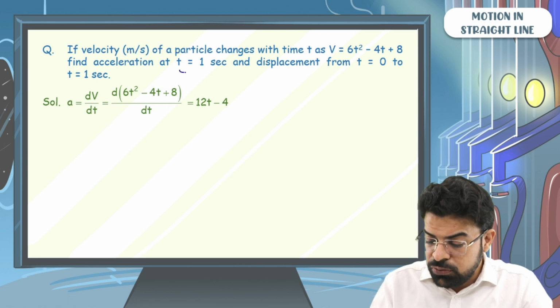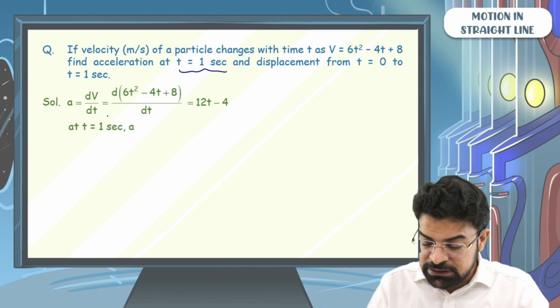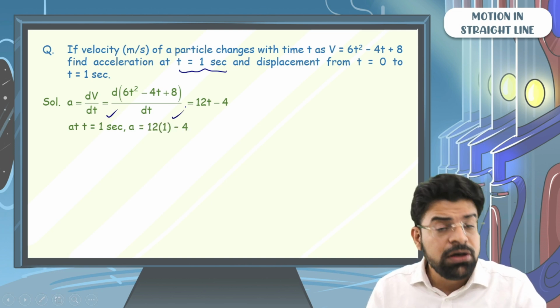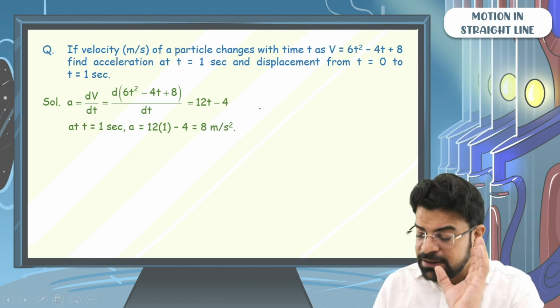They have asked you acceleration at time equals 1. So in place of time, just substitute 1. So what you get is at time equals 1 second, acceleration will be equal to 12 into 1 minus 4, that is 8 meter per second square. Easy. Now let's do the next part.